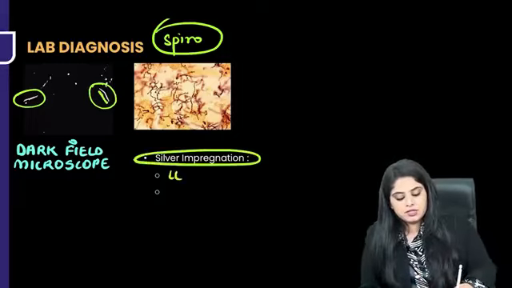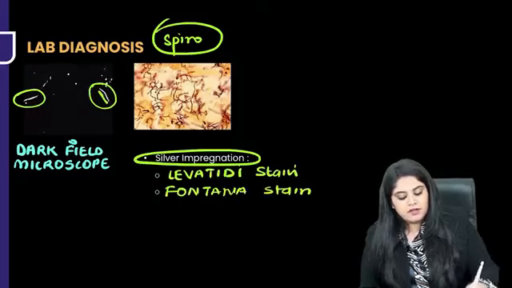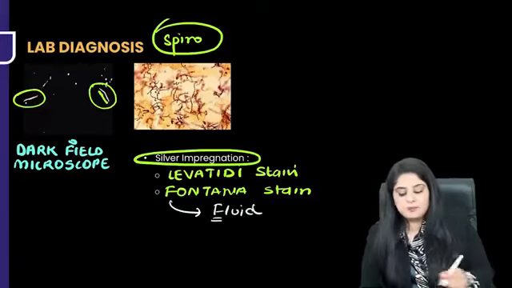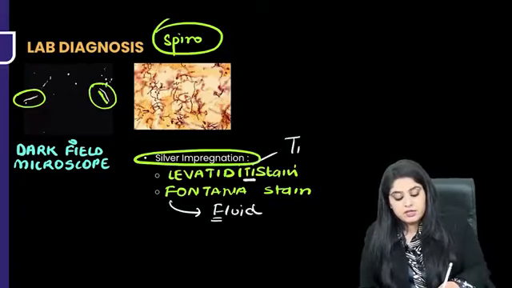Silver impregnation. There is something known as the Levaditi stain, and we have also studied the other one, known as the Fontana stain. These are the two silver stains that you have. So please note F for F. Fontana stain is basically used for the fluid sample, and in Levaditi, the T is going to remind you of the tissue sample.